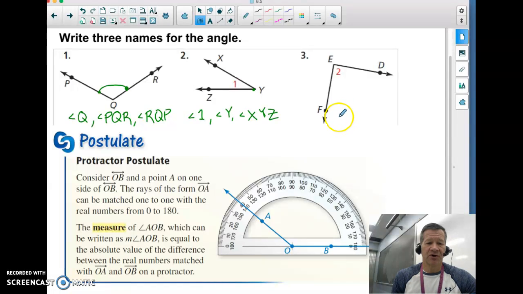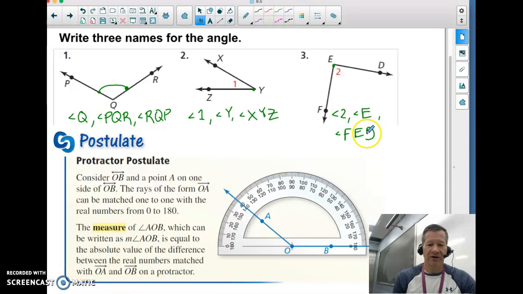See if you can pause the tape and write down 3 names for this one and then come back. All right, did you name 3? Let's see what you got. Well, we have a label with a 2, so I could call it angle 2. The angle has a vertex of E, and there are no other angle E's that could be confused with it. So let's call it angle E. Third, 3 letters. So I could start with F, E, D. Remember, the vertex must be in the middle.